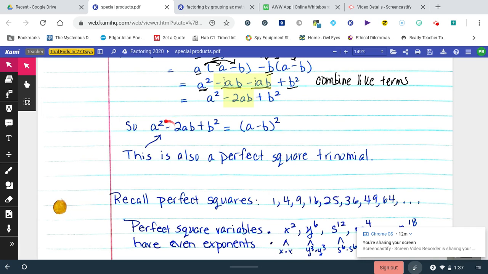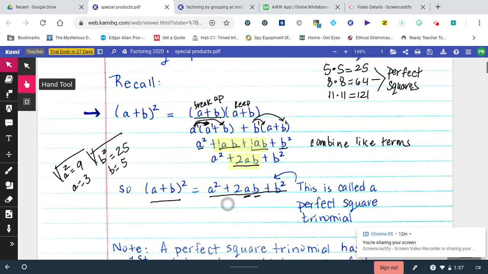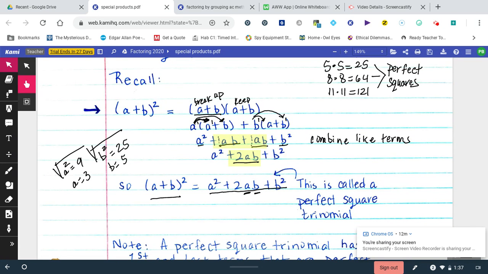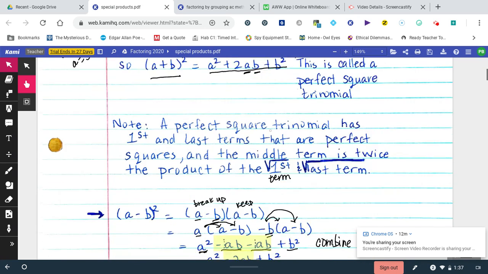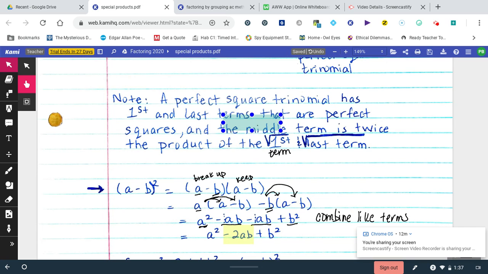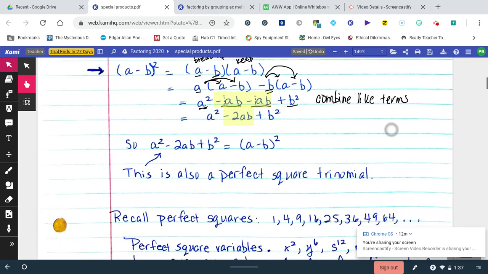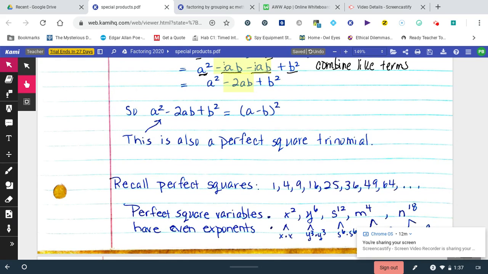Now notice that you see a minus here, whereas you didn't see it up here. You saw a plus, okay? It doesn't matter about the middle term. The middle term can be plus or minus, but the first and last terms will never be anything besides positives, because the first and last terms have to be perfect squares in a perfect square trinomial.